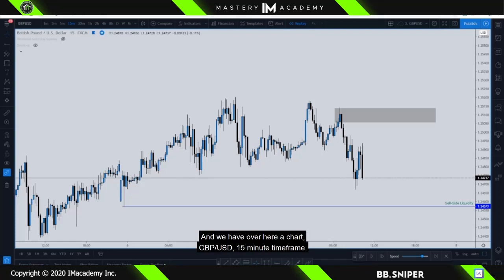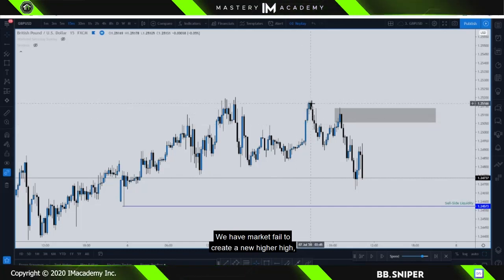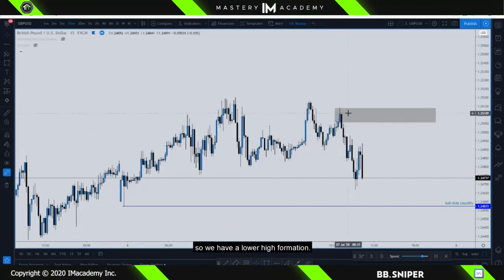Here we have a chart, GBP USD on the 15-minute time frame. This kind of thing happened really recently, on the 7th of July, if you want to go back and watch it. You can see the market failed to create a new higher high, so we have a lower high formation. We do have kind of equal highs over here, but just focus on the candlestick right now.